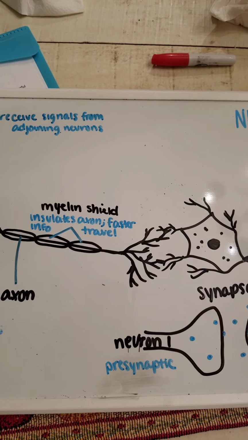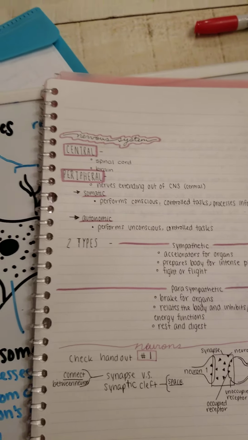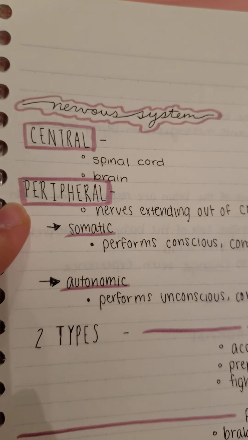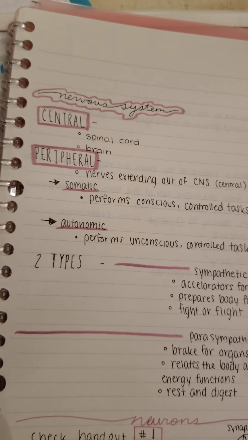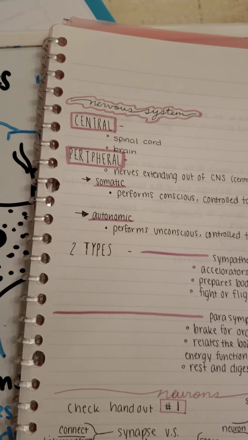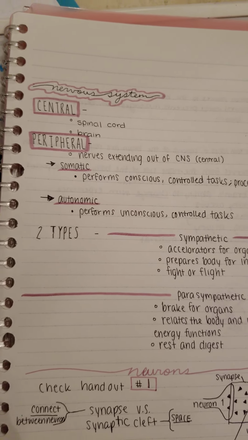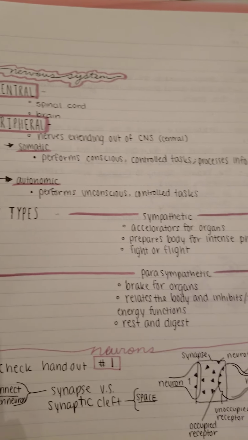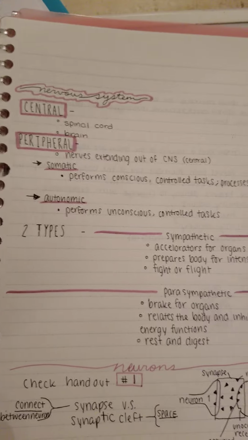All right, enough about all this fanciness. We need to learn about our nervous system. We went a little backwards and learned about the neurons first. Your nervous system is going to be split up into these two parts. You have the central, which is made up of your spinal cord and your brain, and you also have your peripheral, which is made up of all the other nerves extending throughout your body. The peripheral is going to be split up into two more parts called the somatic and the autonomic. The somatic controls your conscious and controlled tasks, while the autonomic performs your unconscious controlled tasks. Notice how they are both controlled, however.